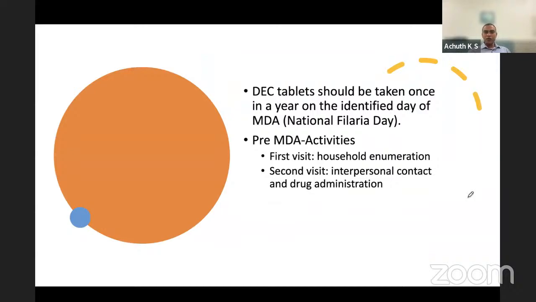How is it taken? It is taken once a year on an identified day, that is National Filaria Day. And before giving the tablets, you have to do at least 2 visits to ensure that all the households are enumerated and very good rapport is developed between you and the individual so that you can get them convinced for giving the drugs.